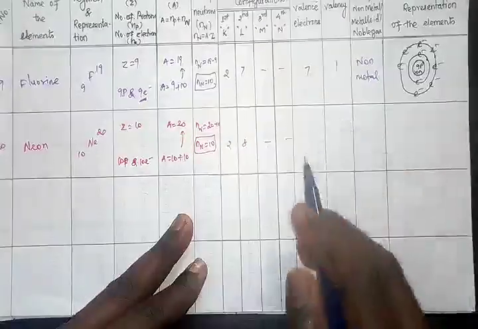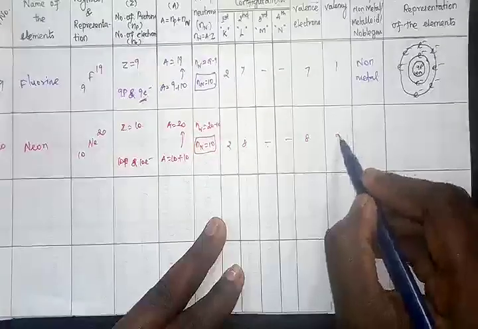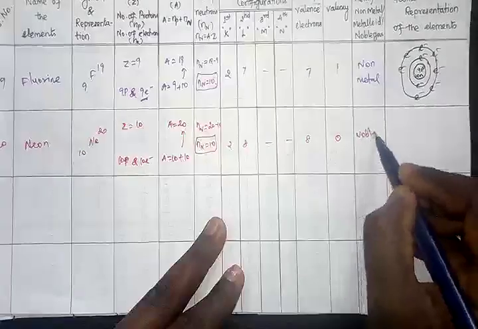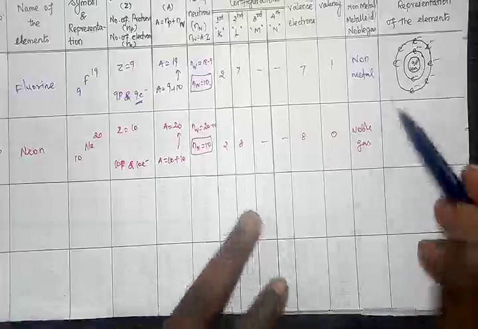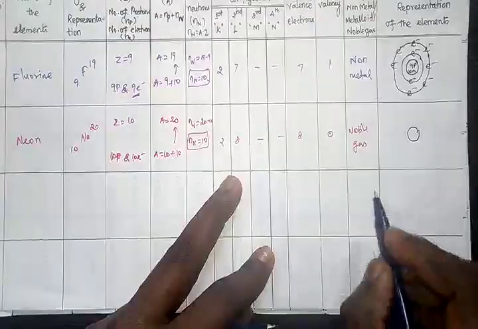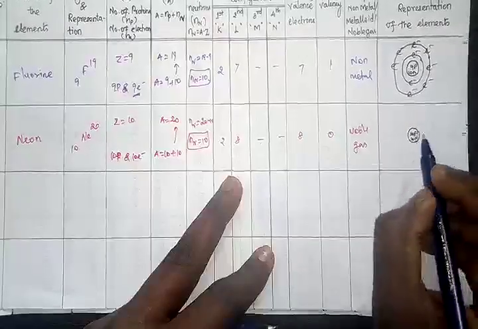The other 2 shells are empty. Now it has 8 in the last shell, so the valency is 0. 8 minus 8, the valency is 0, which is a noble gas. So let us draw the electronic geometrical representation. First you draw the nucleus. It has 10 protons and 10 neutrons.